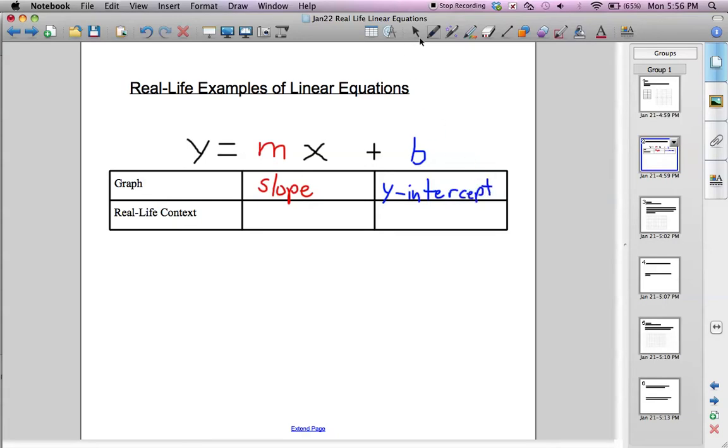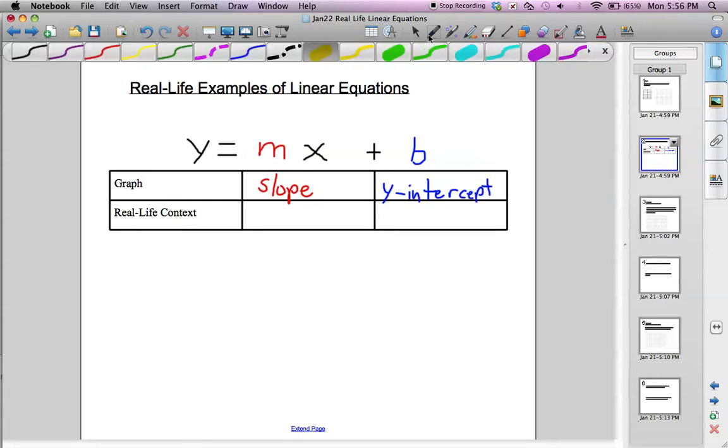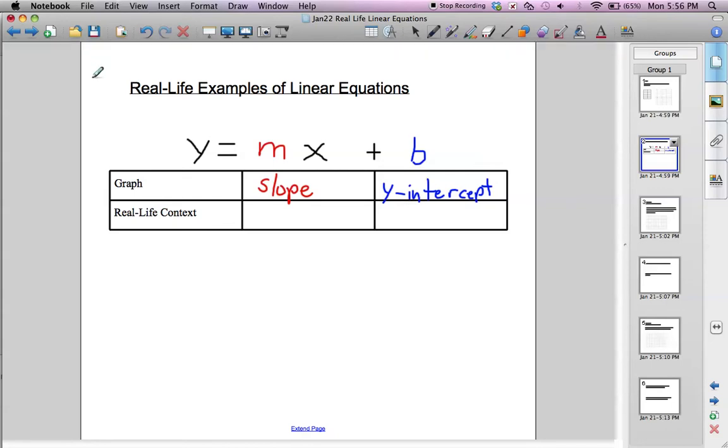Now, in the graph of a line, the slope is the amount that the y value changes each time when you go from point to point. In a real-life context, that's going to be your rate of change. So the rate of change will correspond to the slope of the graph. It's going to be the coefficient of x, or whatever the variable is going to be.